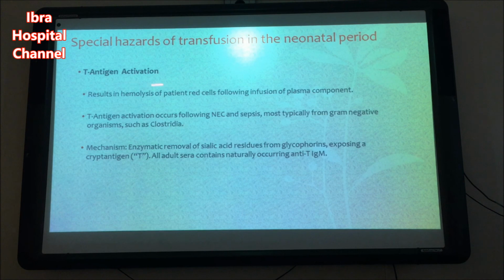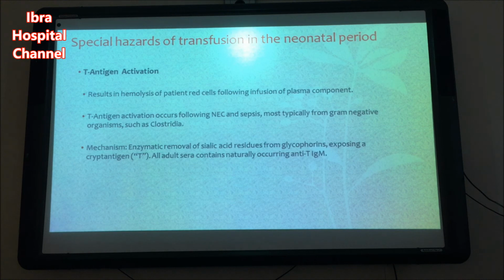This is another special hazard, especially for neonates. If the neonates have infections, they can develop something like T antigen activation. This can result in hemolysis of the red cells following infusion of plasma components. It can cause severe hemolysis. This T antigen activation happens after necrotizing enterocolitis, a famous disease in pediatrics, or after sepsis, most typically from gram-negative organisms such as Clostridium. So what happens?